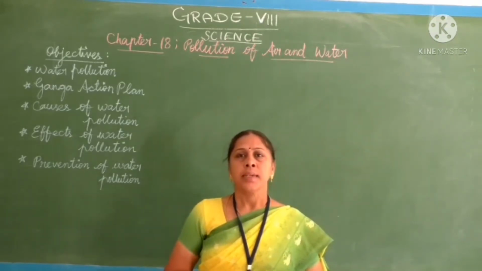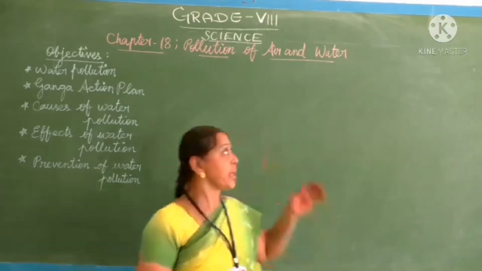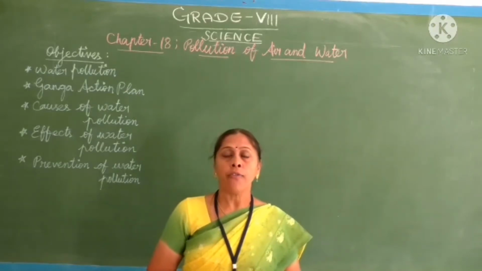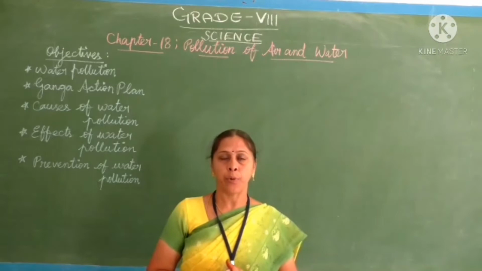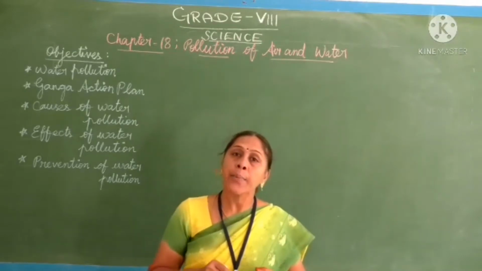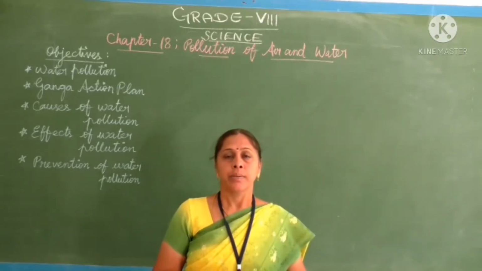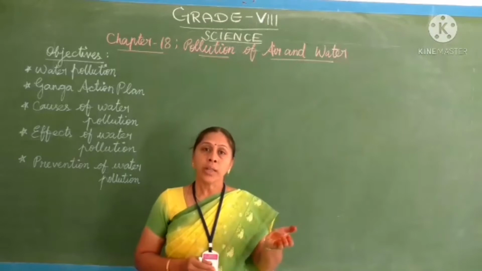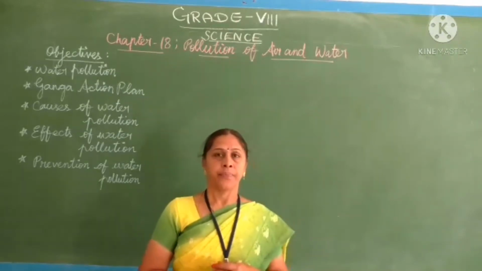In the last class, we discussed chapter 18, pollution of air and water. In that, we discussed the pollution of air and its effects, how to prevent air pollution, what is a pollutant, what is air pollution, what are the main factors for air pollution, what steps can we take to prevent air pollution, and what factors cause air pollution. All these points we discussed in detail in the last class. Hope you all remember.